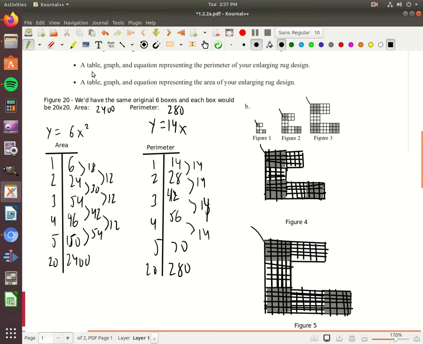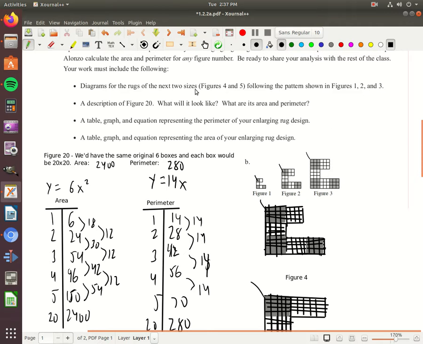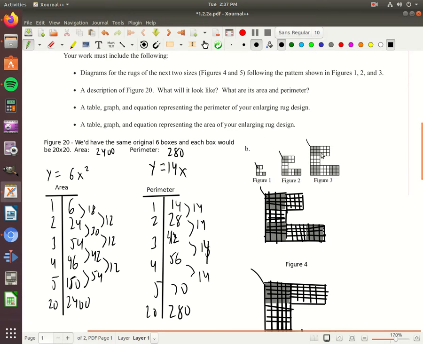All right, so it says a graph. I'm sorry, I'm sort of jumping around here. So here's where we're at. Diagrams of the rugs, the next two figures, 4 and 5. We have figures 4 and 5 drawn here, here and here. Description of figure 20, we have figure 20 described, what it would look like. We also have the area and the perimeter of figure 20. We have a table. We do not have a graph, but we do have an equation representing the perimeter of this rug and the area of this rug.